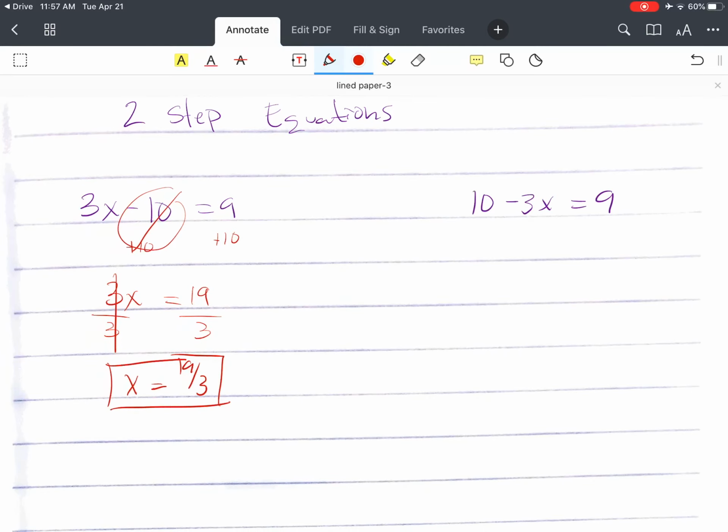Now this other problem, 10 minus 3x equals 9, I'm going to be real with you right now. I'm going to show you what is a common mistake a lot of people do, okay? So we want to get rid of the 10 first because dividing is always the last thing you're going to do in any problem that you're solving for x. So we're going to take away 10 from both sides of the equation, okay? So 9 minus 10 is negative 1.